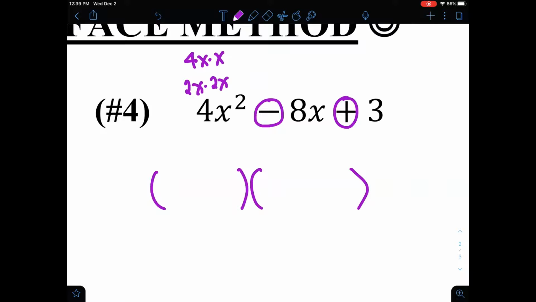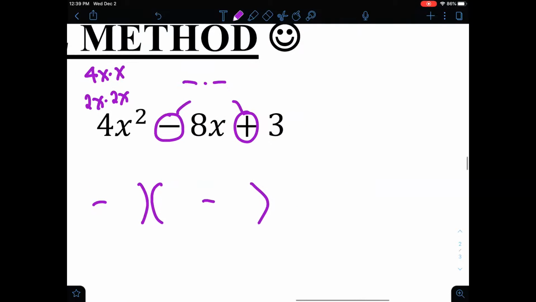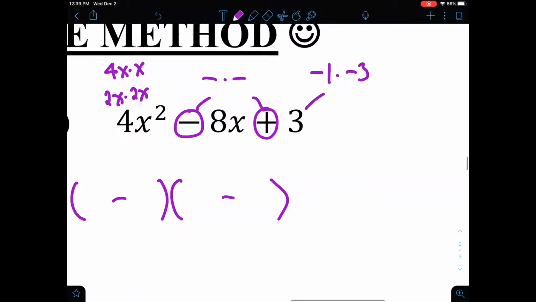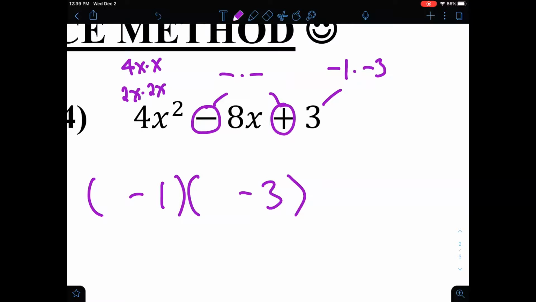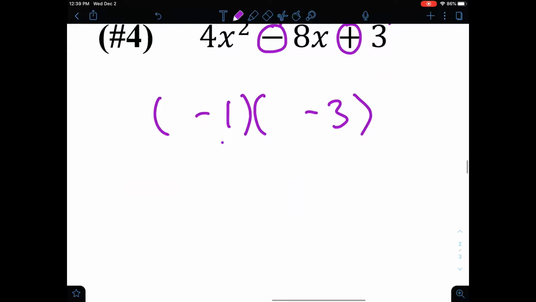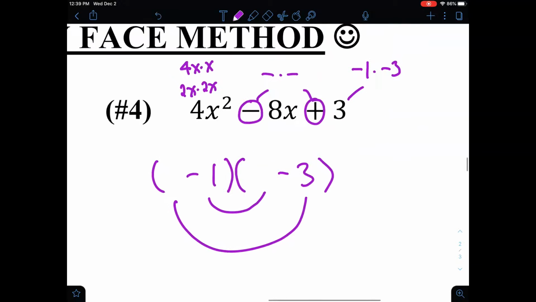We have a negative and a positive. The only way to get a positive 3 to end up with a negative in the middle is if you multiply two negatives together. So it's going to be a negative times a negative, and we can put those in the middle at least. And we know that the factors of positive 3 that end up with a negative are going to have to be negative 1 times negative 3. So we got 1 and 3. This is actually nice because the only thing we need to guess and check is the 4x and x, and the 2x and 2x. We need to end up with negative 8x in the middle here.